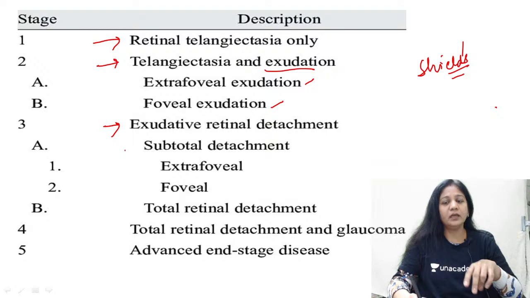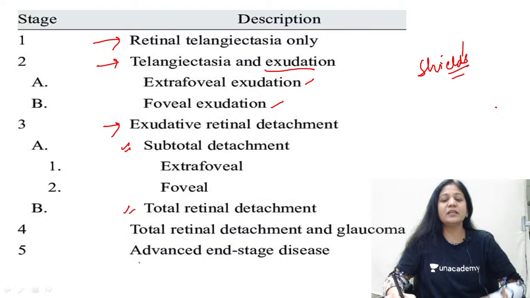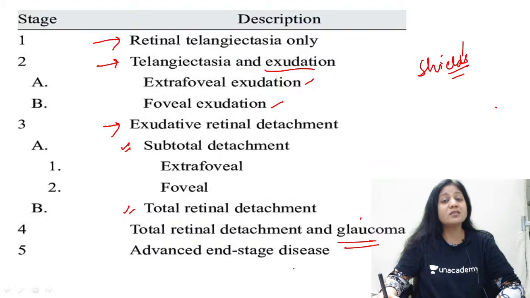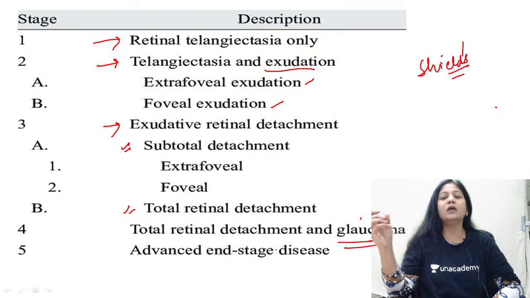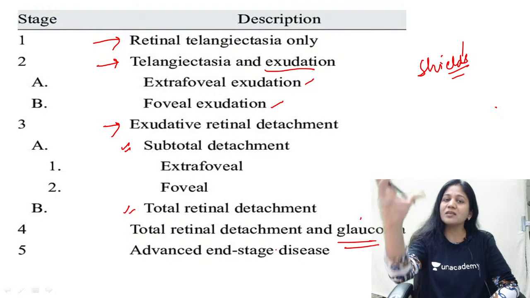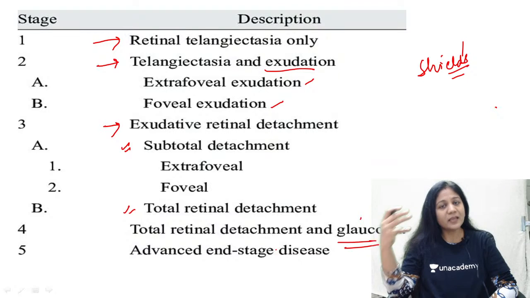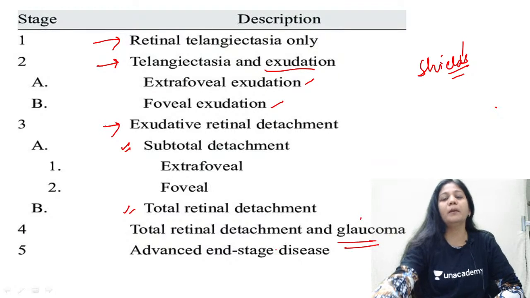Okay, but here in A you have a subtotal, in B you have a total RD. Now fourth is when you have some complications like you develop glaucoma, and stage 5 where you cannot salvage the eye, you have advanced end stage disease. Okay, so this is a brief classification. At least you learn that this is the classification given by Shields depending upon the telangiectasias and exudation. Okay, and exudative RD is in stage number 3. That is at least what you remember.